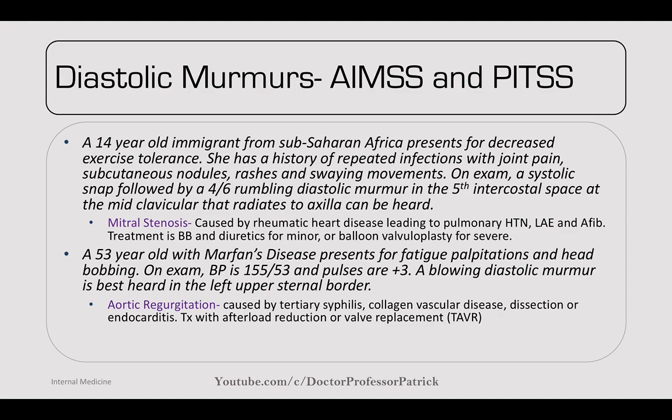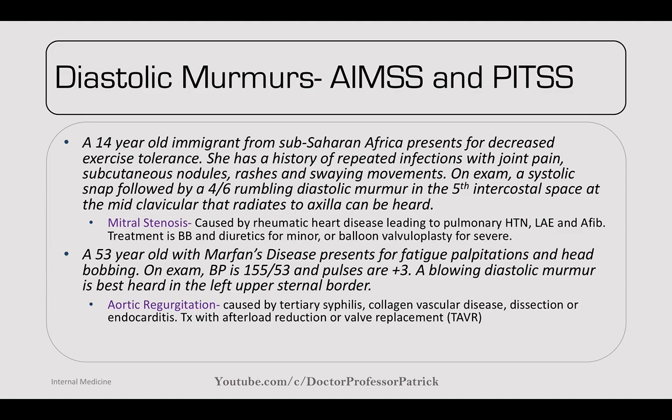On exam, the blood pressure is elevated, and if you notice, there's a widened pulse pressure, so 102 millimeters of mercury between the systolic and diastolic. Pulses are elevated, and a blowing diastolic murmur is heard at the left upper sternal border. So left upper sternal border is pulmonic location, but since this is a regurgitant murmur, we can actually hear it better in the pulmonic location than the aortic.